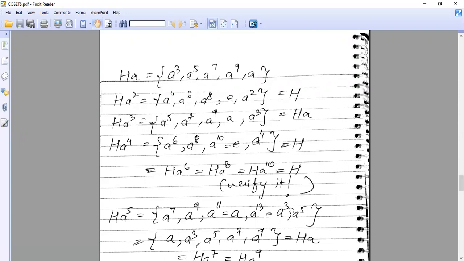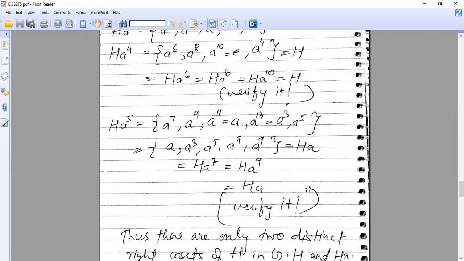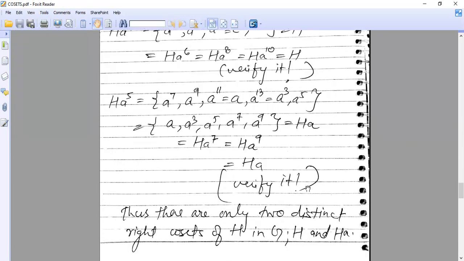You can verify this. HA to the power 5 is giving you HA, and HA to the power 7, HA to the power 9, they all will be equal to HA. You can verify this also. There are only two distinct right cosets of H in G.